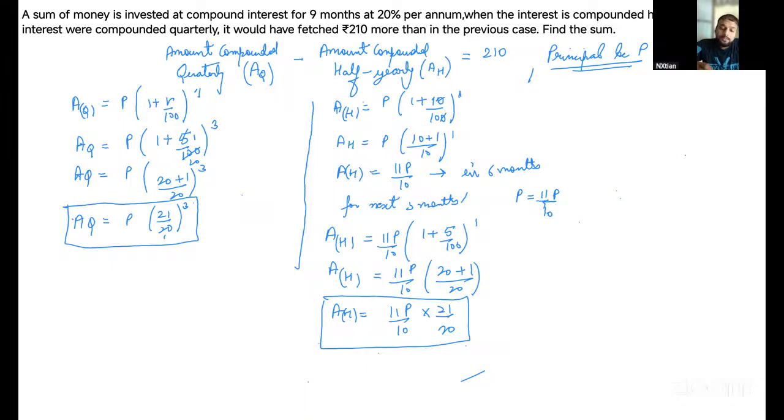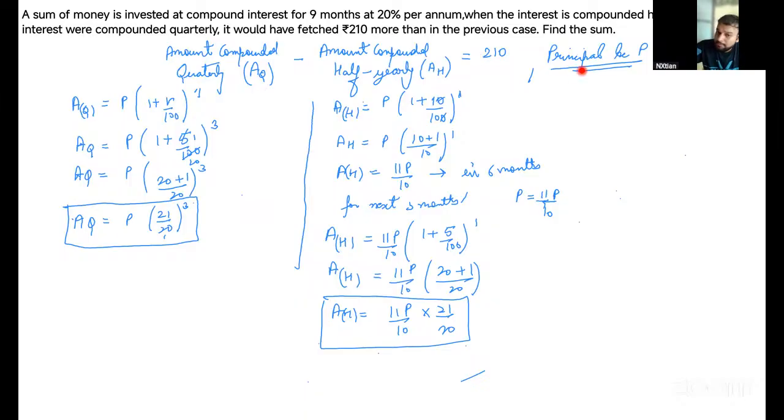Listen, guys. See, what the question is saying: the amount invested for 9 months at 20% per annum, when it is compounded half yearly. If the interest were compounded quarterly, the amount fetches 210 rupees more. We know that quarterly should give more money than half yearly. So the amount compounded quarterly, represented as AQ, minus the amount compounded half yearly, represented as AH, gives 210 rupees. This is what the question is saying.